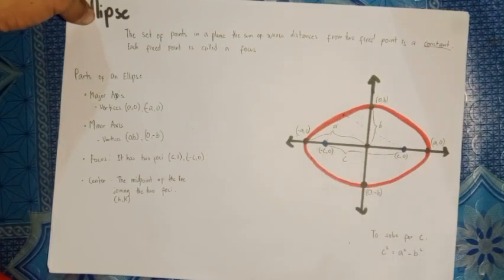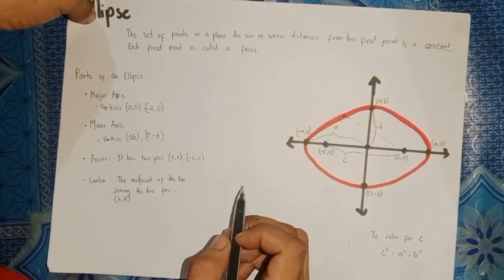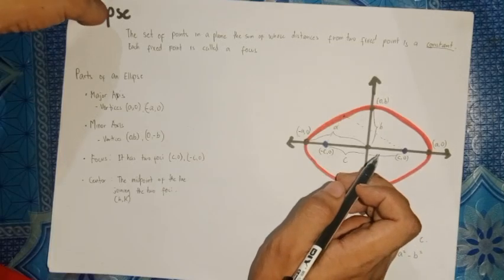Now next we have the center. Center is the midpoint of the line joining the two foci. This is our two foci. The midpoint is the center, denoted as (H, K).